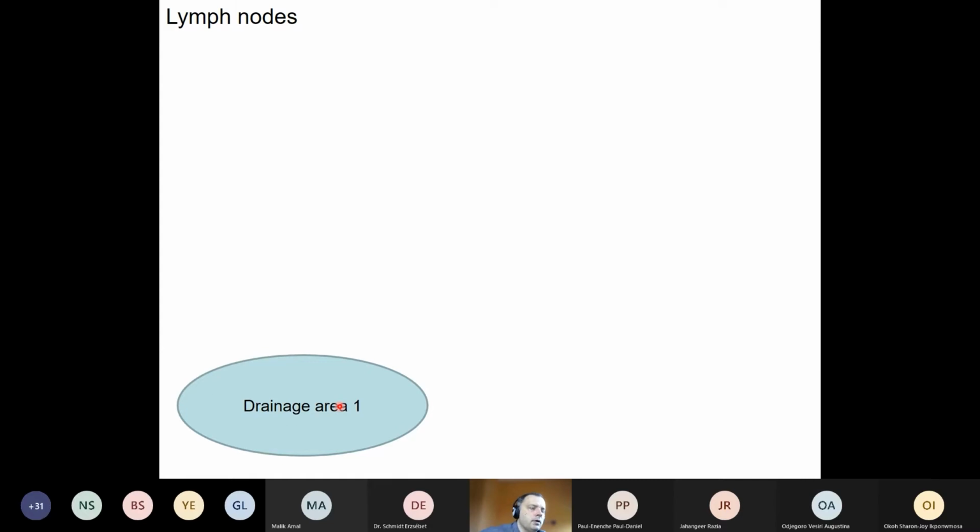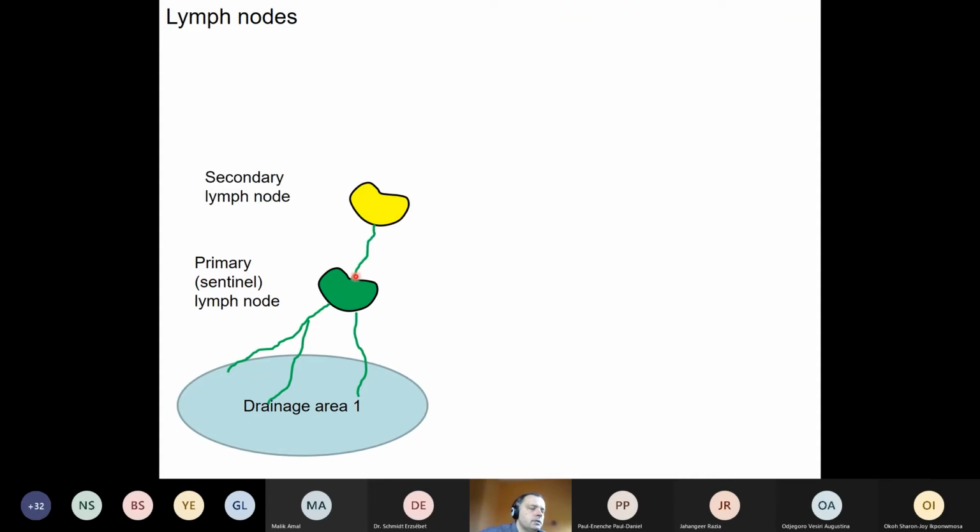Let's call it drainage area 1. We have a lymph node which is responsible for the lymphatic fluid collection for this particular body part. This is the so-called primary or sentinel lymph node. The lymph fluid is filtered in this lymph node, and from this lymph node, the lymph vessel exits, which will enter a secondary lymph node, which filters the lymph fluid again. And what I wanted to explain to you in this scheme is that sometimes even a third order lymph node group exists as well. One may call them tertiary lymph nodes.